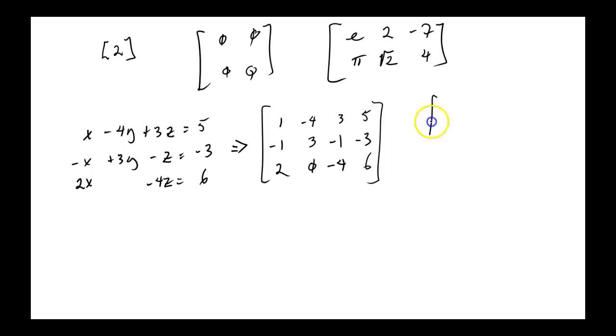The coefficient matrix would just be, in this case, the square matrix here: 1, -4, 3, -1, 3, -1, 2, 0, -4. That would be your coefficient matrix, and what you do is augment that with your constant matrix, vector, or column of numbers, and that gives you your augmented matrix. Okay. Now, we'll explain why I was botching it up before.